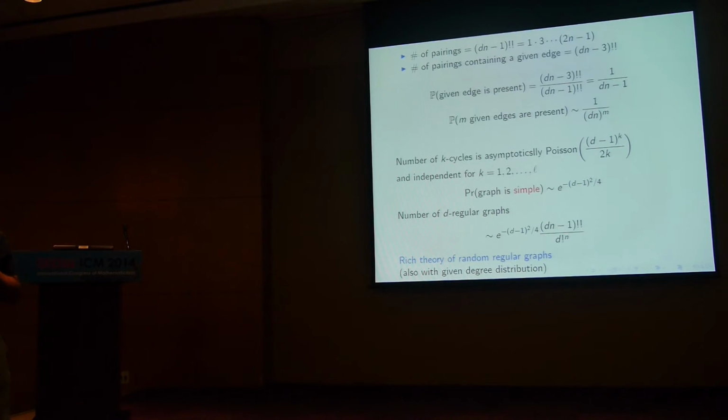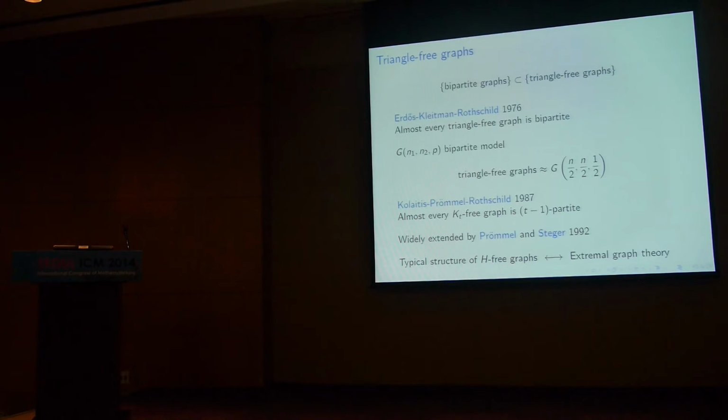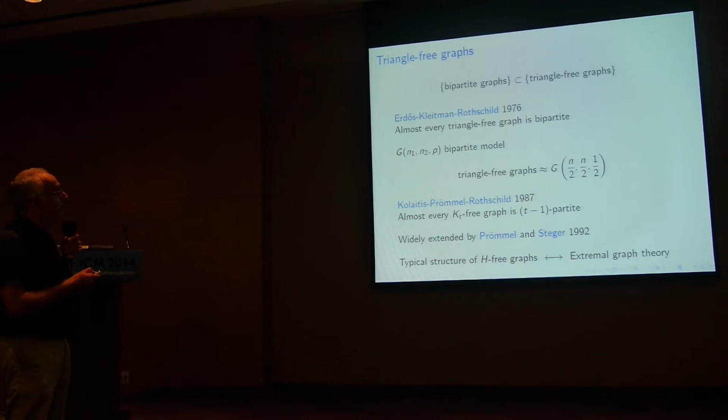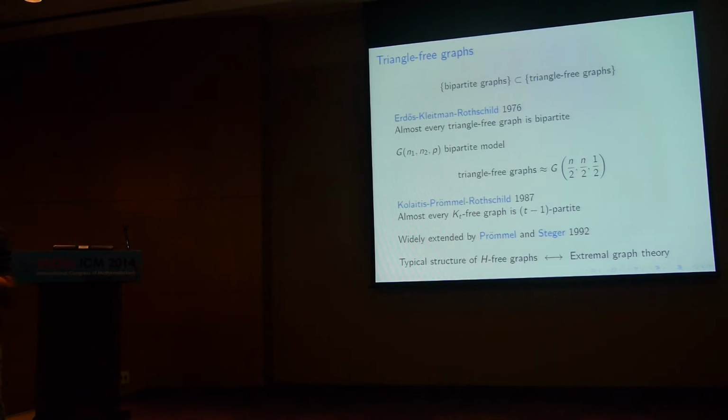So what is next? Next is this example, which is triangle-free graphs, graphs that contain no triangle. Well, the first trivial observation is that these include bipartite graphs, because a bipartite graph has no odd cycle, and in particular, has no triangle. Of course, there are many triangle-free graphs which are not bipartite, they contain C5 or whatever, but it was proved some years ago that almost every triangle-free graph is bipartite.